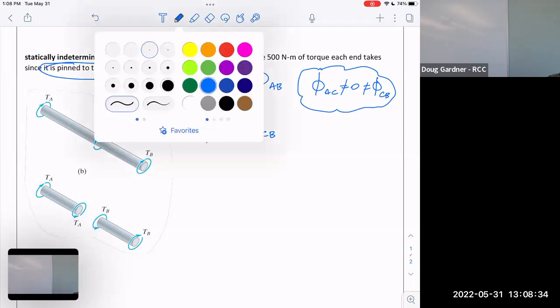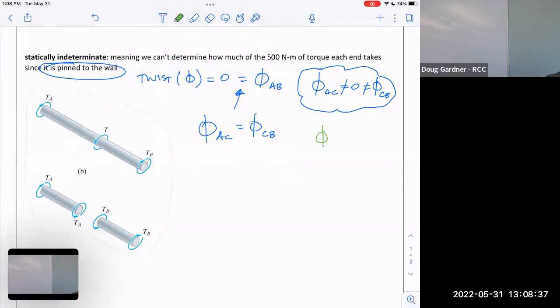Recall that twist on your note sheet is equal to the torque times the length divided by the resistant power that a circular object has to twist. It's kind of rotational, moment, no, not moment of inertia. Modulus of elasticity. So cool. Well, then let's just find the twist of AC and the twist of CB and set them equal to each other.